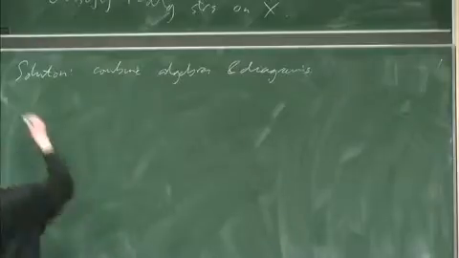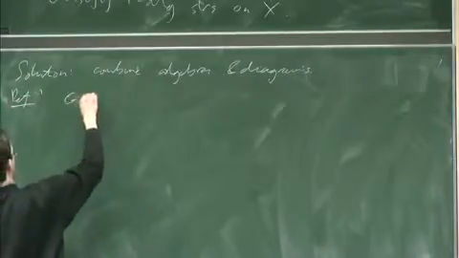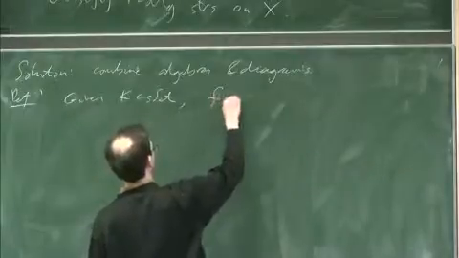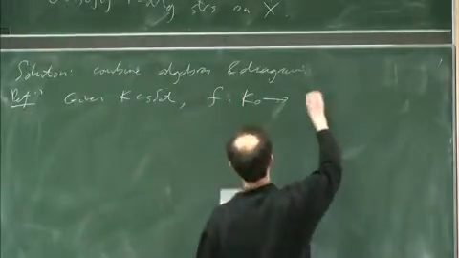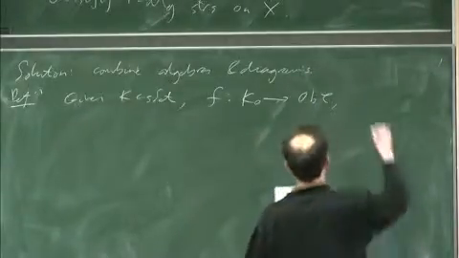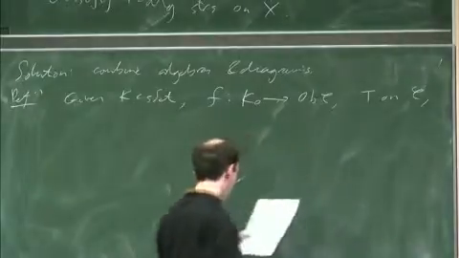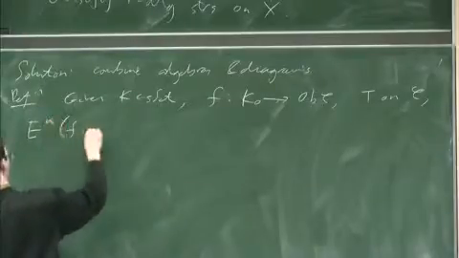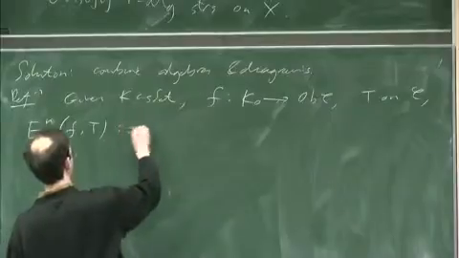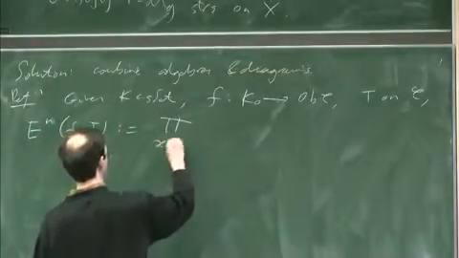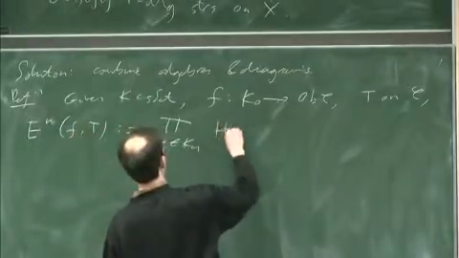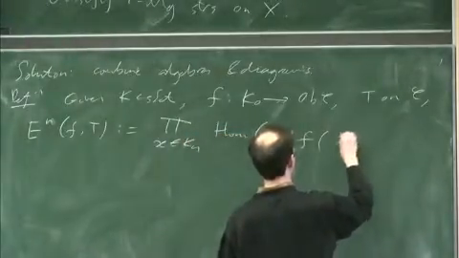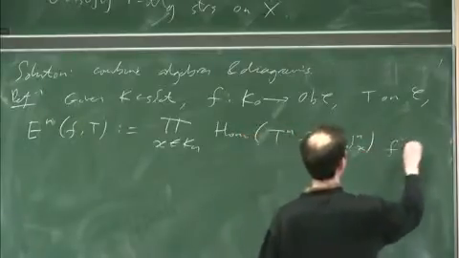And so, definition: given a simplicial set K and a map from the vertices of K to the objects of a category C, and a monad T on C, define E_n F T by the product over all x in K_n of hom from F of the first vertex of x, so d_0 to d_n x, to T_n F of the final vertex.